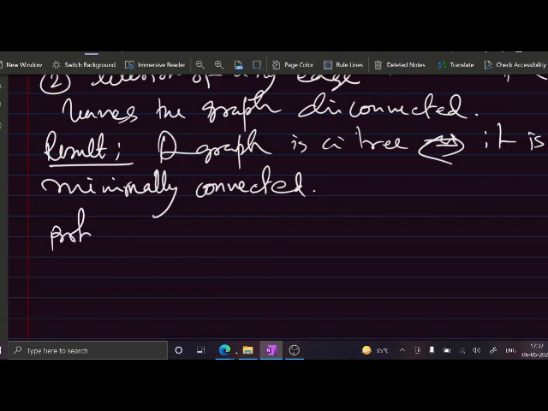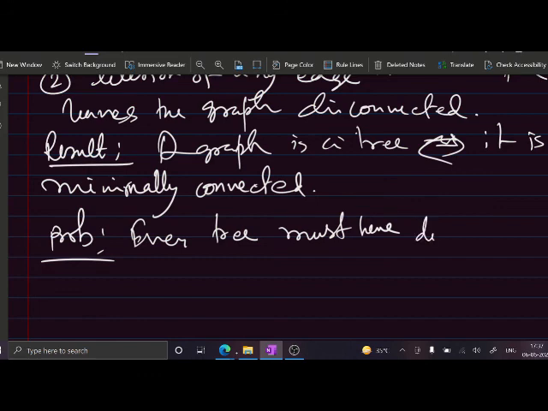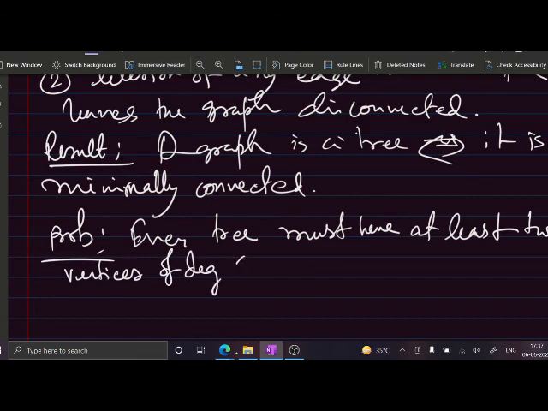Another problem, you can prove on your own that every tree must have at least two vertices of degree 1, which are called leaves.